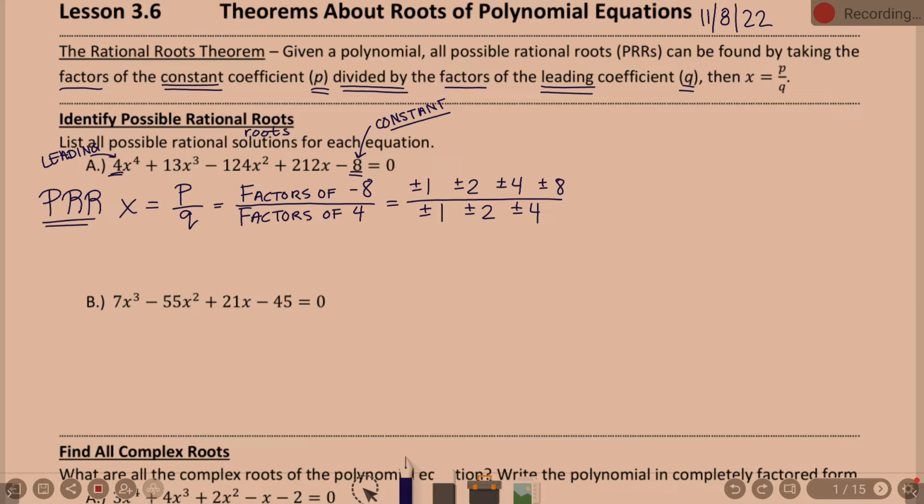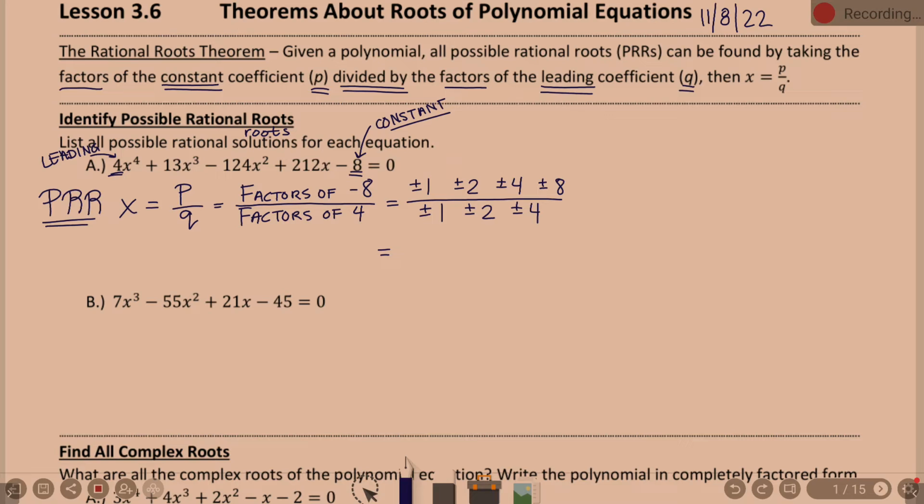I always like to go and list them, so I have a nice neat list, and that means pretty much pairing up all the pieces. So all of these numerators can go over any of these denominators. In other words, it's not just doing 1 over 1, 2 over 2, 4 over 4. It's the fact that 1 can go over 1, 2 can go over 1, 4 can go over 1, and 8 can go over 1. They can all go over 2, and they can all go over 4. So I'm going to list all those pieces out.